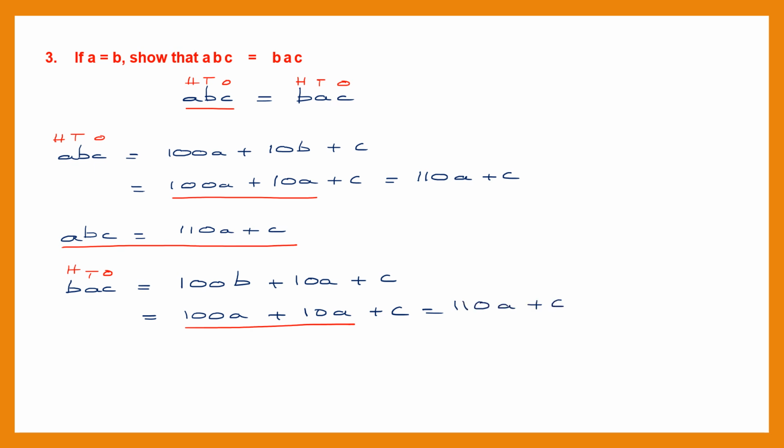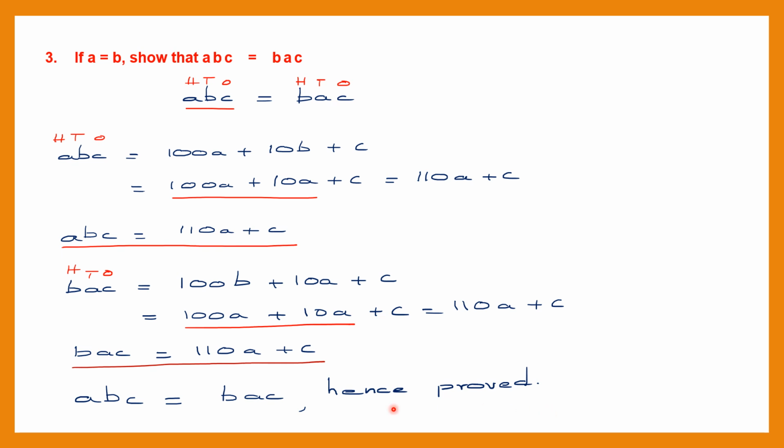So now what have I found? I have found BAC, and that is 110A plus C. So I found this also. Now if you look carefully, can you see ABC and BAC are the same? 110A plus C, 110A plus C. So we have shown that ABC is equal to BAC. Hence we have proved this. So we can write that hence proved. So we have shown that ABC is equal to BAC through all these steps.